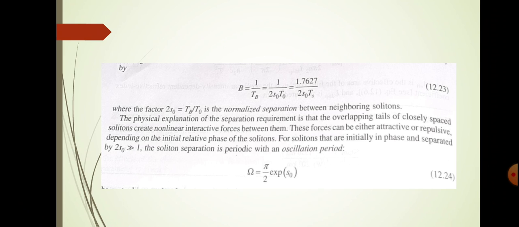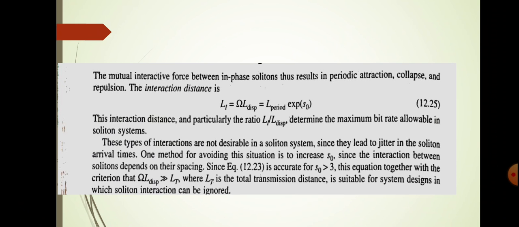Suppose there are different solitons which are initially in phase and separated by a distance 2s0, that is very much greater than 1. Then the oscillation period for the soliton separation is given by omega equal to pi by 2 into e raised to s0. The mutual interactive force between in-phase solitons results in periodic attraction and repulsion, or may result in collapse, and the interaction distance corresponding to this interactive force is given by Li equal to omega into L dispersion, that is equal to L period into e raised to s0.